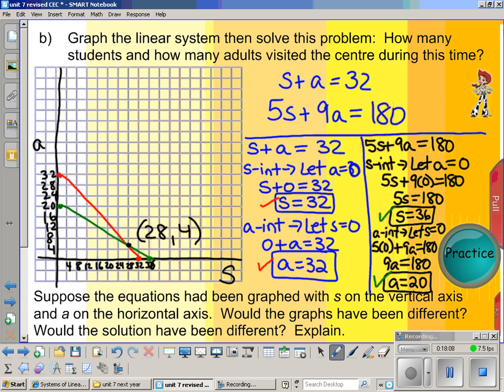And that is how you solve systems using graphing. Graphing is a nice visual, but unless you are using technology, it is only an approximation.